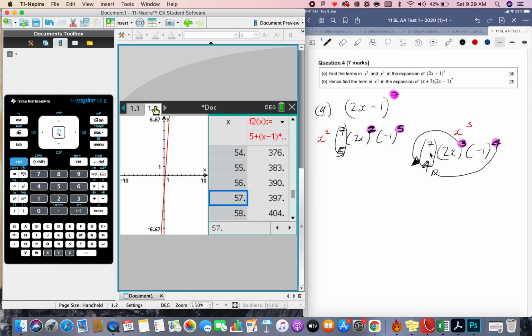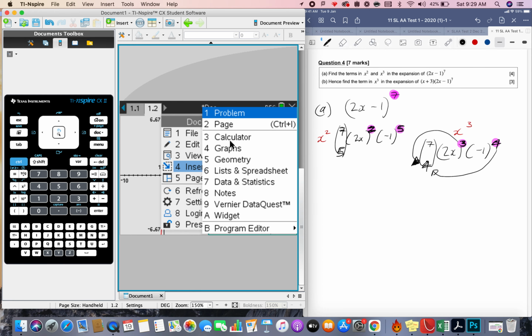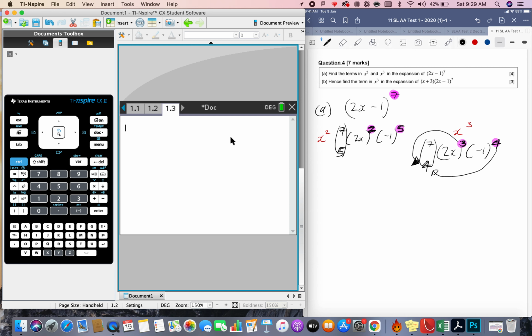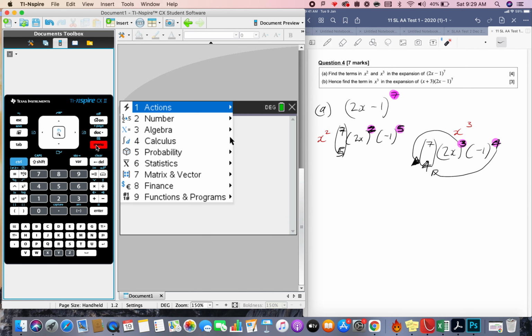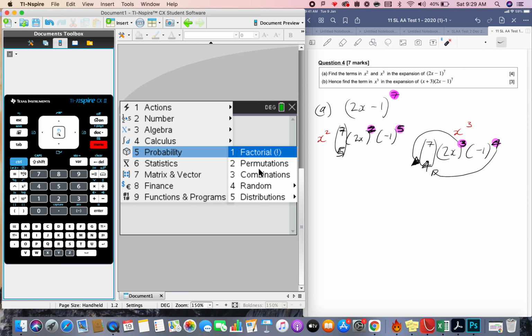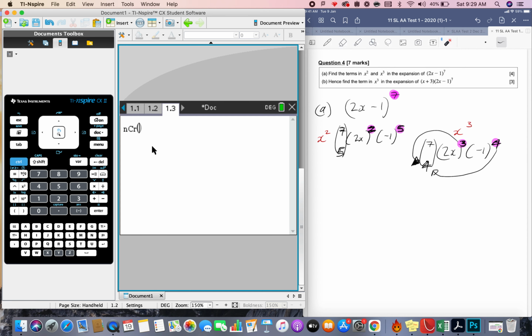You can reach for your calculator. In fact, I will reach for the calculator and show you what's going on here. Insert a calculator, and now I'm going to deal with this first part here. 7 choose 5, so let's just see what that looks like on the calculator. Menu, and it's in the probability menu, and it's a combination. So 7, 5, that's 21, so this is 21, and this is 2 squared x squared, and negative 1 to the 5 is a negative 1, so put a negative at the start, so that's negative 84 x squared. There's the term in x squared.